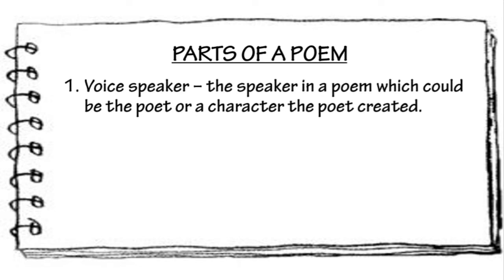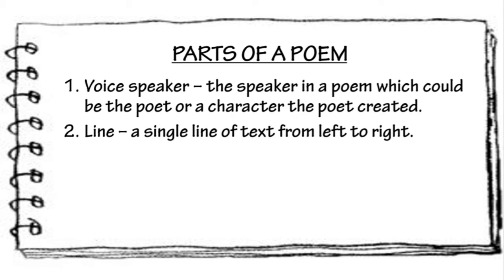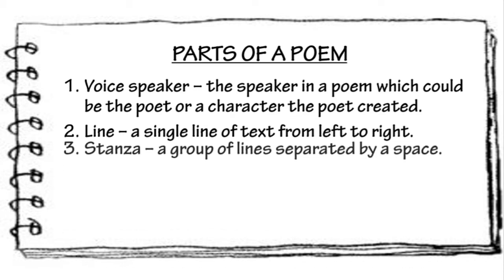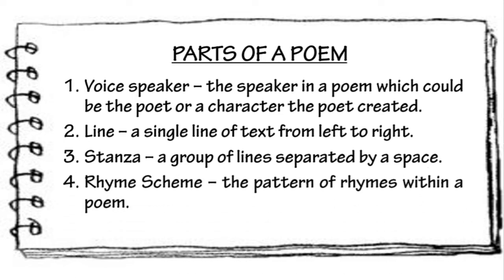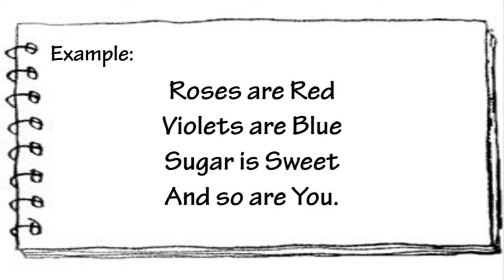First, the voice speaker or the speaker in a poem, which could be the poet or the character that the poet created. Second, the line or a single line of text from left to right. Also, we have the stanza or a group of lines separated by a space, and the rhyme scheme or the pattern of rhymes within a poem. So, in this example, we can already recognize the parts of a poem. First, I as the voice speaker, then we have the line and also the rhyme scheme.